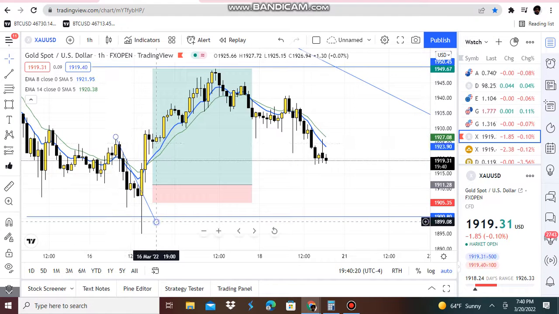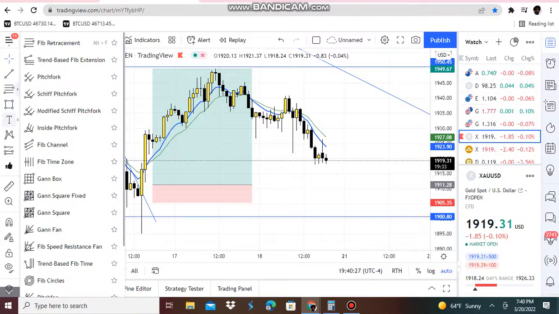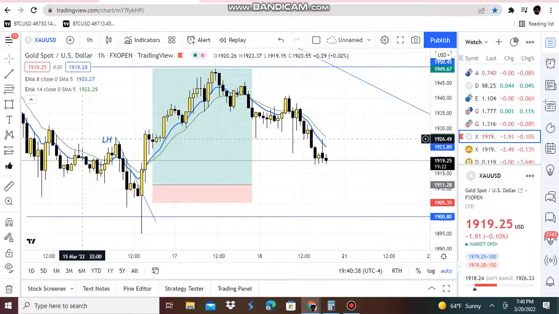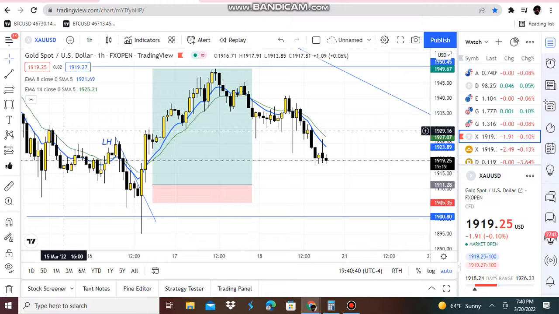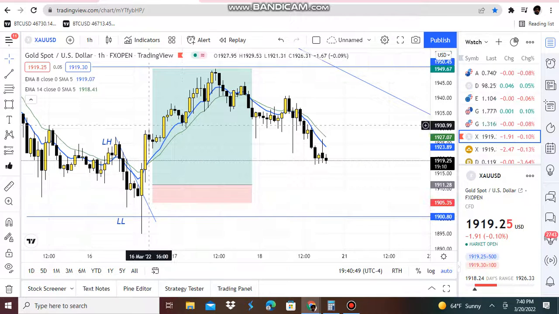Price did make a lower high back up to 1927 before going back down to 1900. And once price goes back down to 1900, breaks above this lower high right here, this is a lower high. Once price breaks above this last lower high, before making a lower low right here, once price starts to head back up and breaks above this lower high, because price does break above this lower high, creating a higher high.